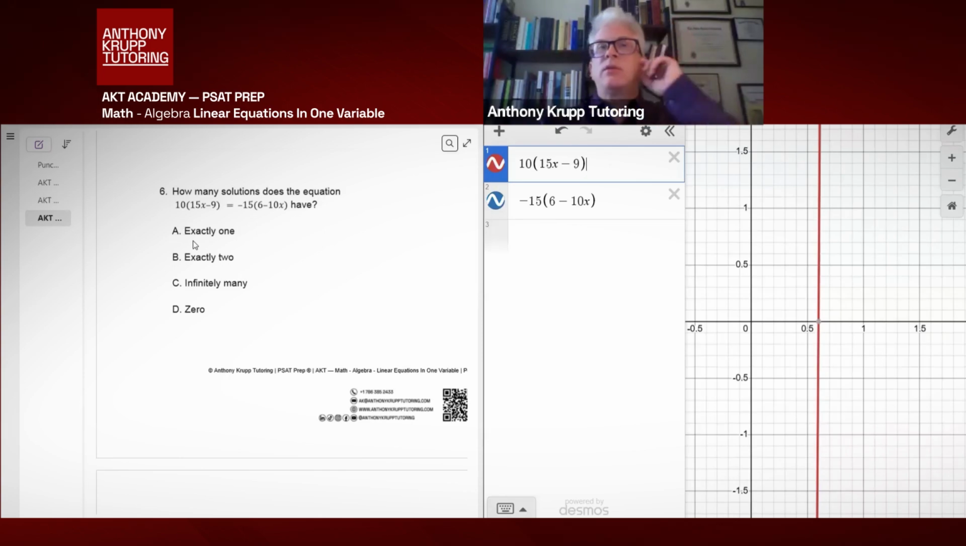Sometimes people fall for this because they think, oh, it goes through the x-axis once. No, no, no. We're saying how many times are these two lines equal to each other? It's definitely more than two, and it's not zero. It's infinitely many.